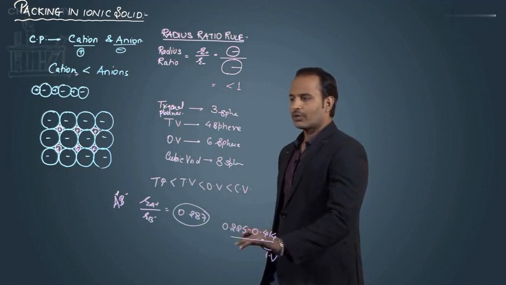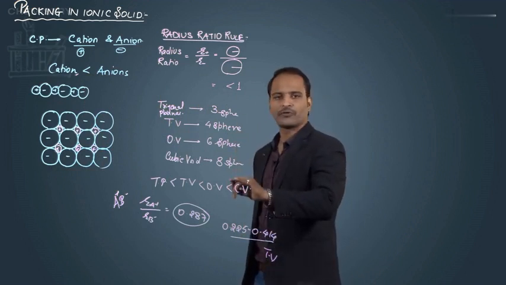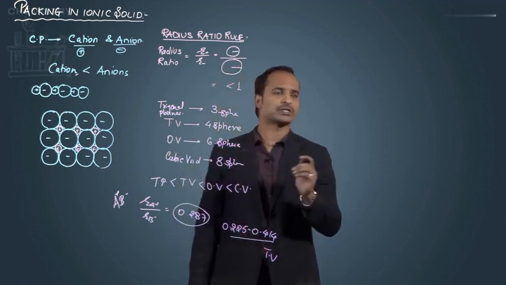Similarly, like the tetrahedral void, we have the radius ratio range for all the other voids also. So now let's see the radius ratio range for the different voids.